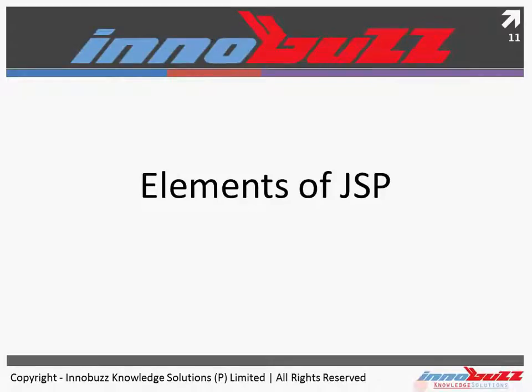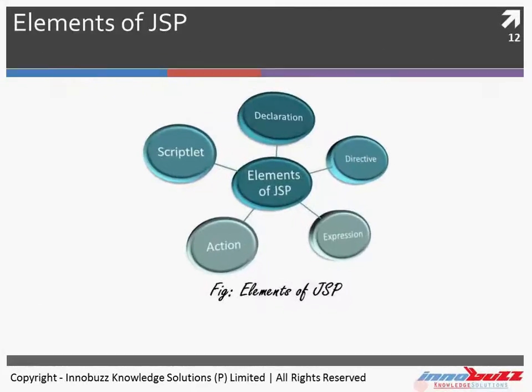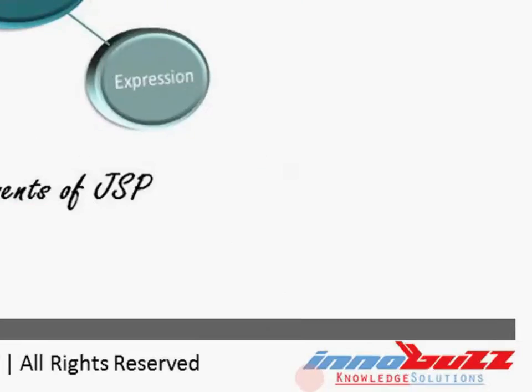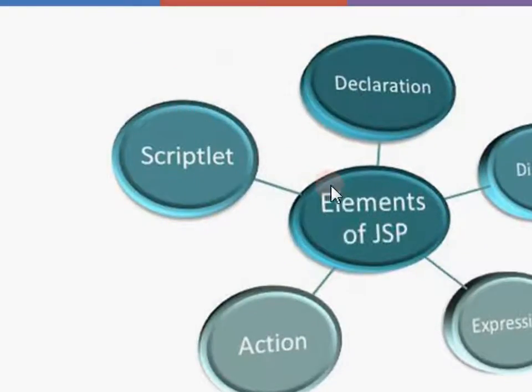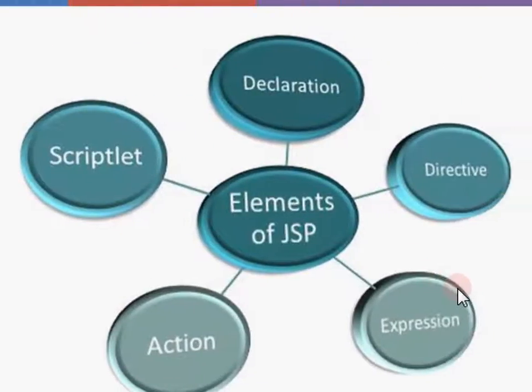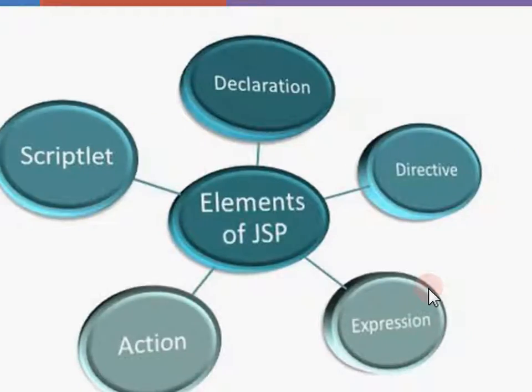Next, to begin with, we have elements or components in JSP to write, code or develop a JSP page. So we'll see all those elements. Here in the diagram you can see the elements of JSP as 5 different components, those are the declaration, scriptlet, action, directive and expression.